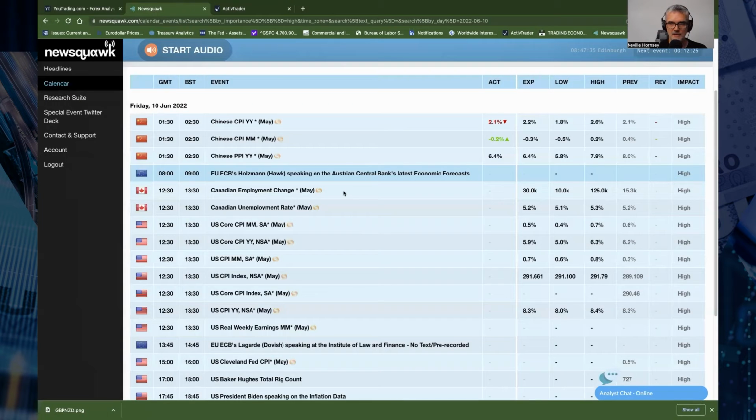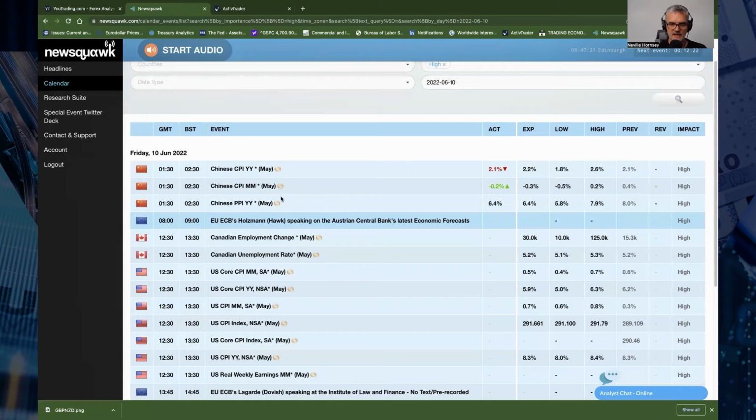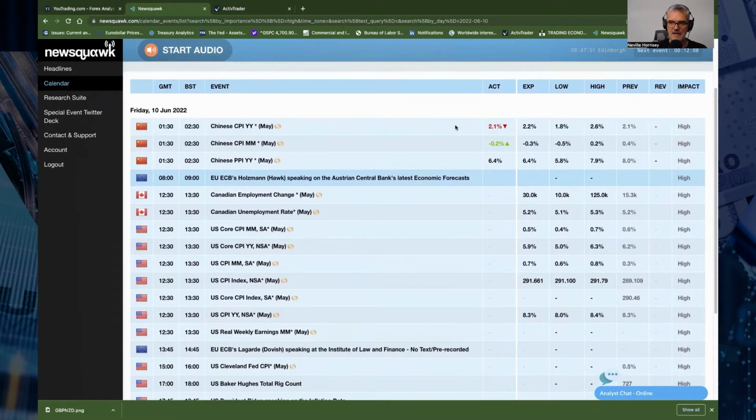If we go to the economic calendar, we can see that Chinese inflation data this morning came in as previous reading, but slightly lower than the expectation. So that's good. Month over month came in slightly higher than expectations, but a lot lower than the previous reading. So again, good. Chinese PPI came in lower than previous, but as expected.